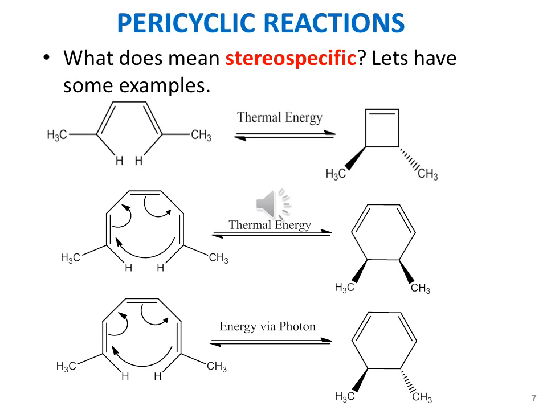In the second example, I have shown a molecule of 2,4,6-octatriene. The molecule of 2,4,6-octatriene upon the absorption of thermal energy gives a cis product. Here you may see that both the methyl substituents are on the same side, and I have shown it with the black wedged bond.